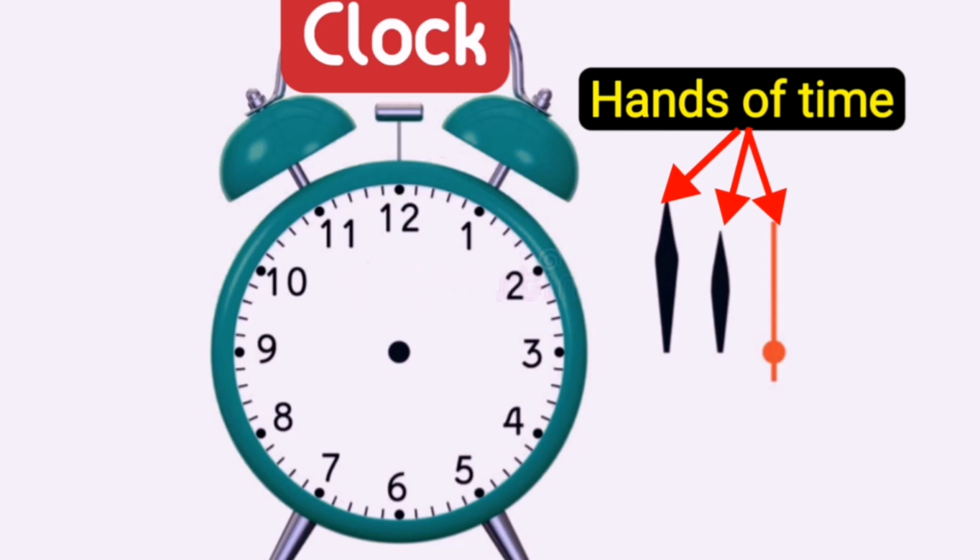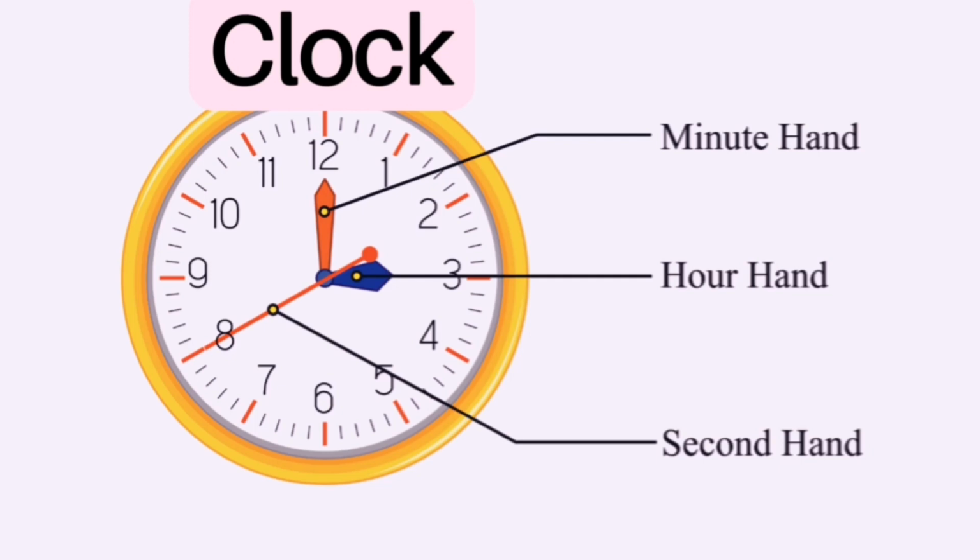And here you have the hands of time. There are 3 hands of time: one long, one short, and one thin. See, in this yellow clock, we have here 3 hands of time. The first one is the minute hand. It is orange. The second one is the hour hand, and it's short and blue. The third one is the second hand, and it is thin and red.